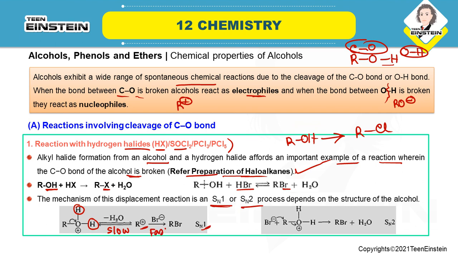The second step is fast. It involves two steps, step 1 and step 2. But SN2 is a single step. In a single step, the bond breaking between R and O and the bond formation between R and Br both happen simultaneously. That is why it is a single step. The product is the same.